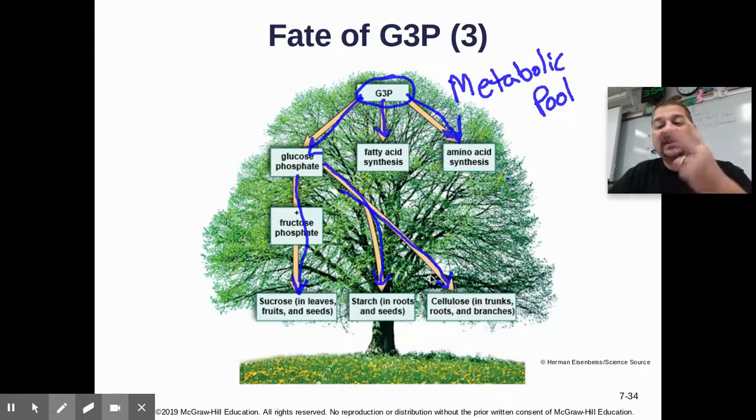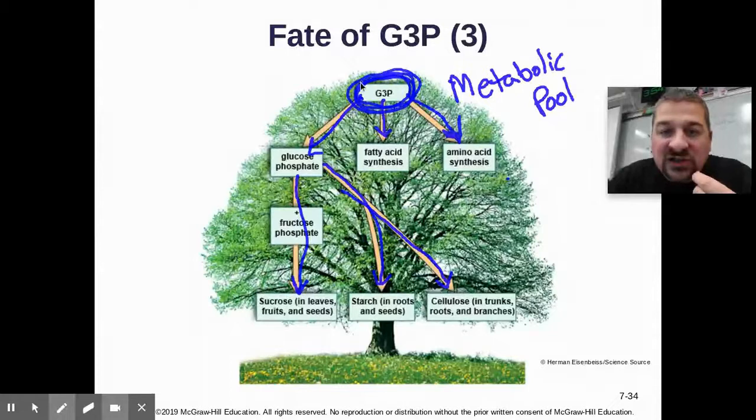So remember, the second step of photosynthesis is reducing the CO2 down into this awesome stuff called G3P in the Calvin cycle, which is then used by the plant for many, many different purposes, and then passed through the food chain. All right, hope that helps you understand the second step.